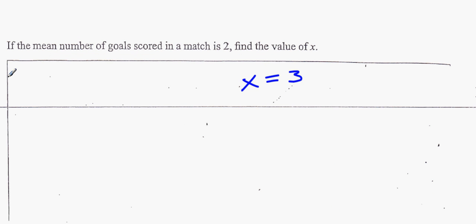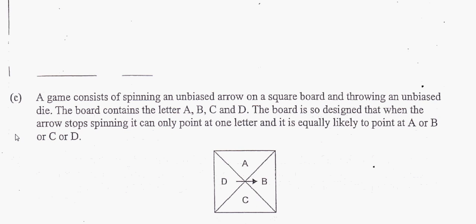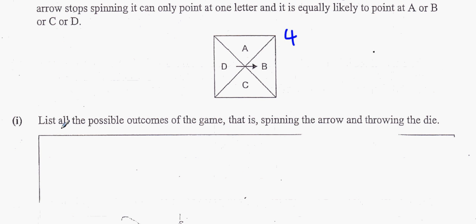Now, the game consists of an unbiased arrow on a square board and an unbiased dice. Now, the unbiased arrow has 4 possibilities, okay? So there's 4 possibilities of this, and the dice, okay, so the dice has 6 sides, so it has 6 possibilities, okay? List all the possible outcomes. There's going to be 24 different outcomes because it's 4 multiplied by 6, okay?